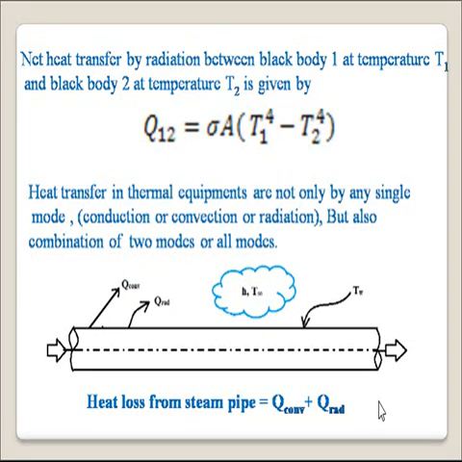Up to a temperature of 150 to 200 degrees Celsius, heat transfer by radiation is in some cases neglected for simplicity. But for higher temperatures, we cannot neglect radiation, and after 400, 500 degrees, it becomes the major component of heat transfer.